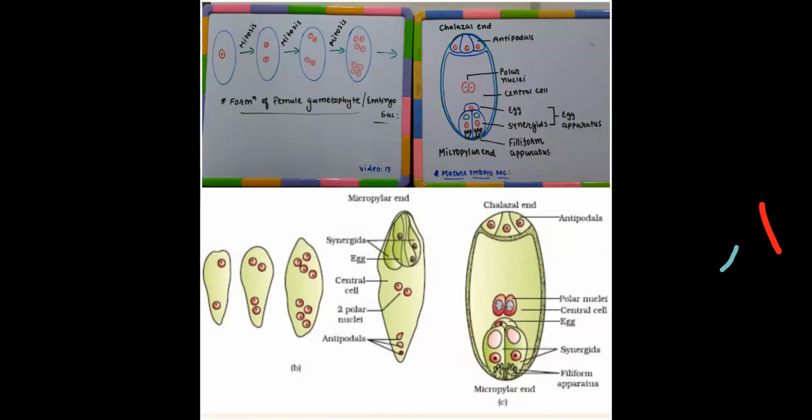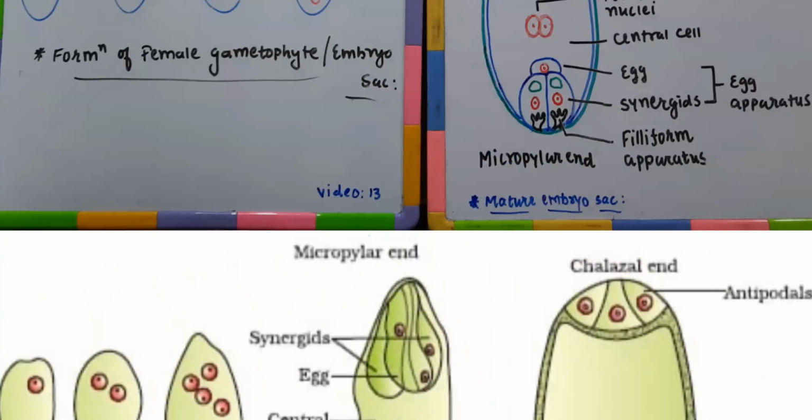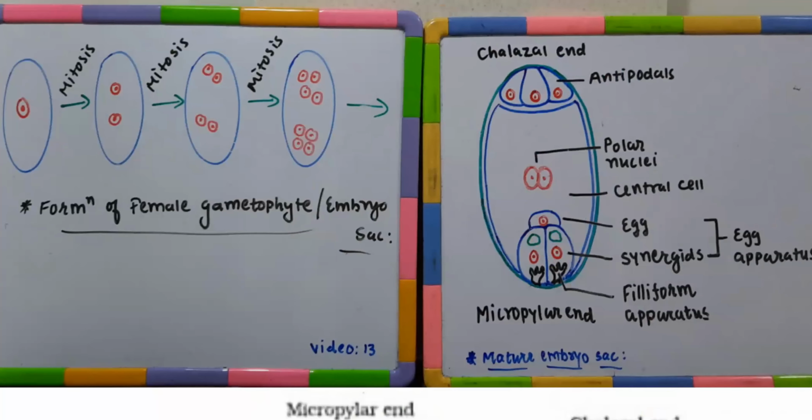So if you observe it carefully, it's all about an 8-nucleate and 7-celled embryo sac, or you may say gametophyte, the female gametophyte. A female gametophyte or an embryo sac is made up of 8 nuclei, or else you may call it 7 cells. 8 nuclei: 3 towards chalaza, 2 towards the middle of the embryo sac, and 3 towards the micropylar end. But this is about the nuclei.